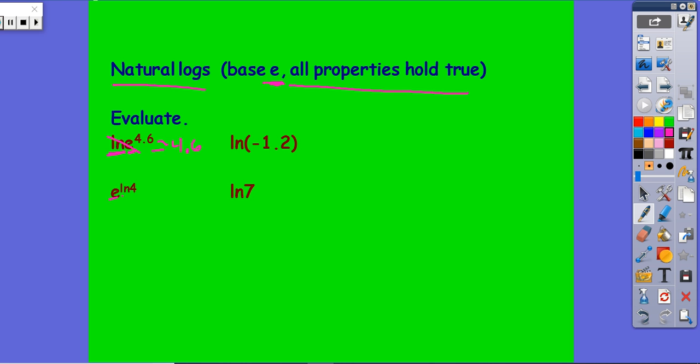I'm going to go down here and do this one. It doesn't matter the order in which it comes. This one is a 4. They're inverses. They undo each other.